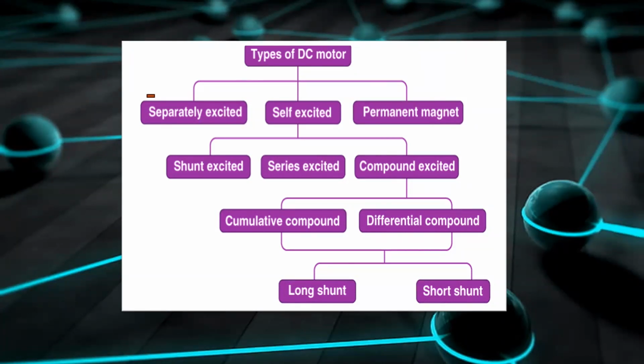Each type of DC motor has a specific advantage and is chosen based on the requirements of the application, such as speed control, torque, and efficiency. That's all. Now I would like to request MD Moinuddin to continue our presentation.